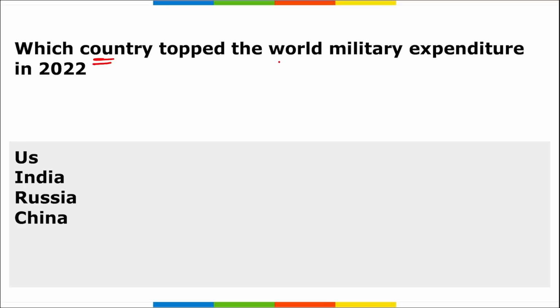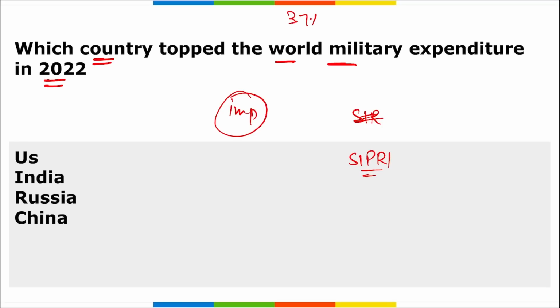Next, which country topped the world's military expenditure in 2022? Important. Recently, SIPRI, the Stockholm International Peace Research Institute, released this report in April 2023. The name of the report is Trends in World Military Expenditure 2022. Here, the total world's military expenditure grew for the 8th consecutive year in 2022 by almost 3.7%. Right? Now the question asked here is which country topped the world's military expenditure? It was topped by USA, United States of America.